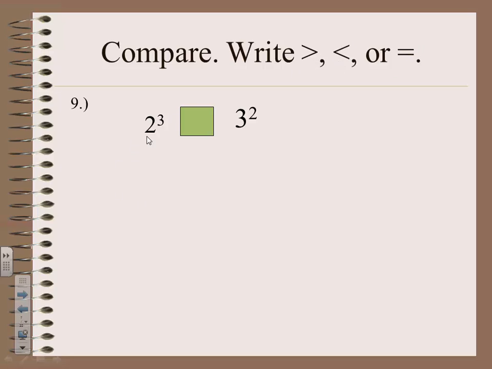We're doing greater than, less than, or equal to. So what I'm looking for here is, which one of these is bigger? So what I want you to do is write down what 2 to the power of 3 is. Put an answer there. And then do the same thing on the other side. Write down what 3 to the power of 2 is.